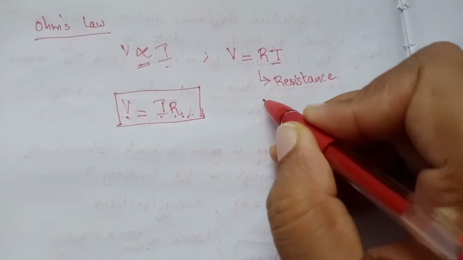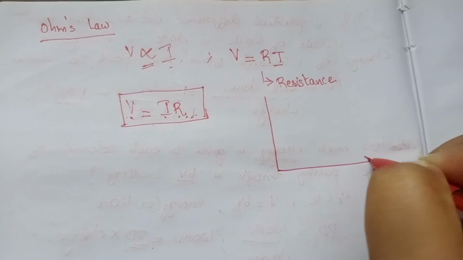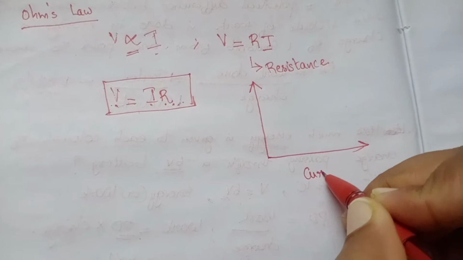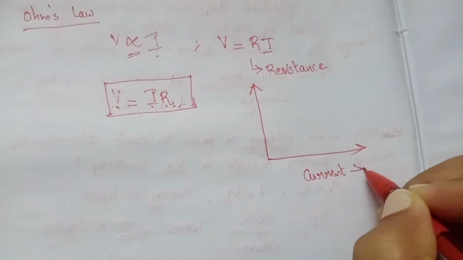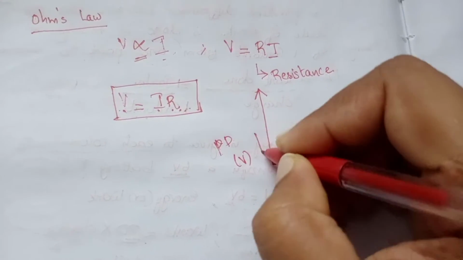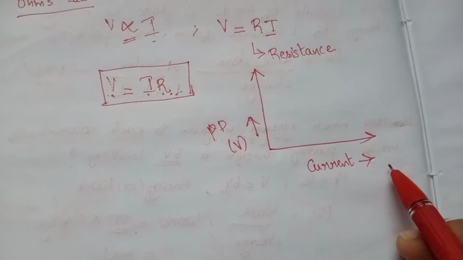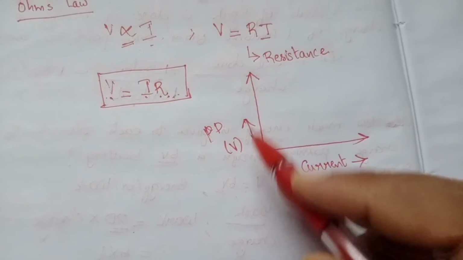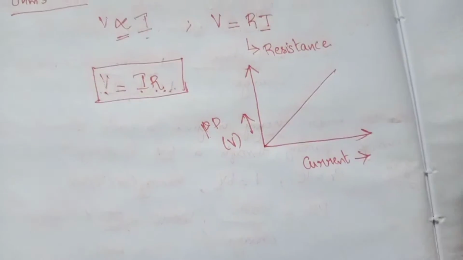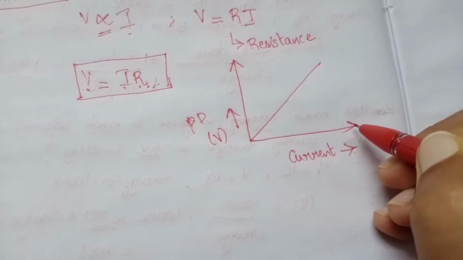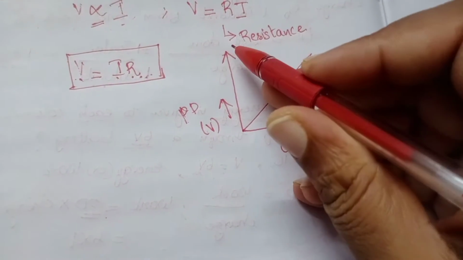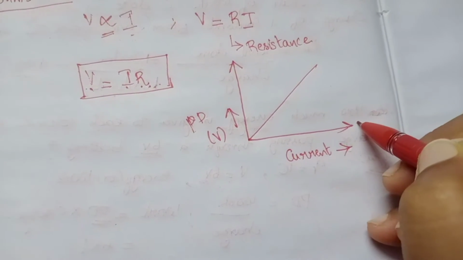When we talk about Ohm's law, we'll draw a graph. The graph is called the VI graph. In the x-axis, we will mark the current, and in the y-axis, we will mark the potential difference, or the voltage. When we draw a graph, we will get a linear graph. That means as the value of current increases, the potential difference also increases. Or you can say that as the value of potential difference increases, the value of current also increases.